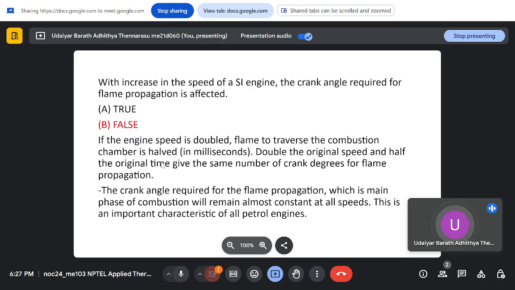So effectively this crank angle will remain constant. That will not change where the spark is ignited. The crank angle is fixed. So irrespective of how much the speed is changed, the time will correspondingly vary. So these two negate each other, and your crank angle requirement will remain the same for a spark ignition engine. So the answer is option B, false.